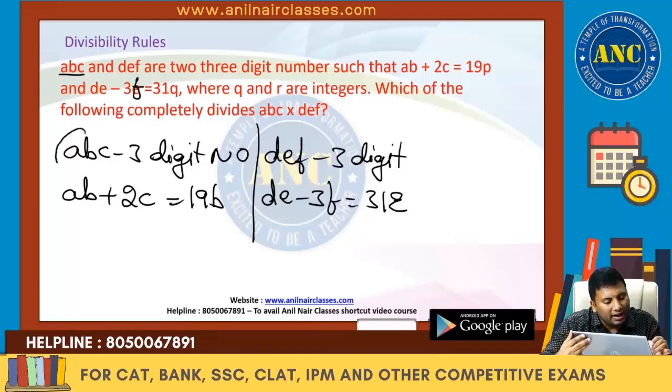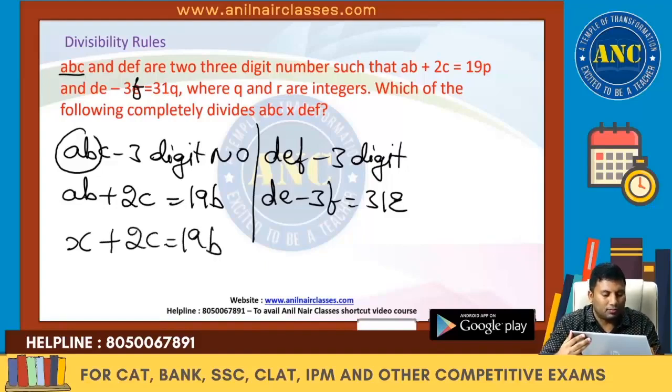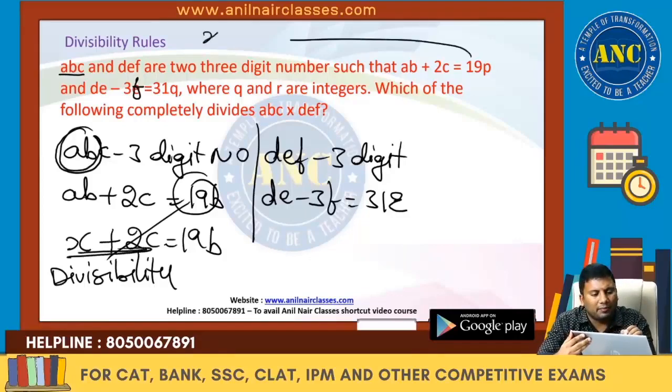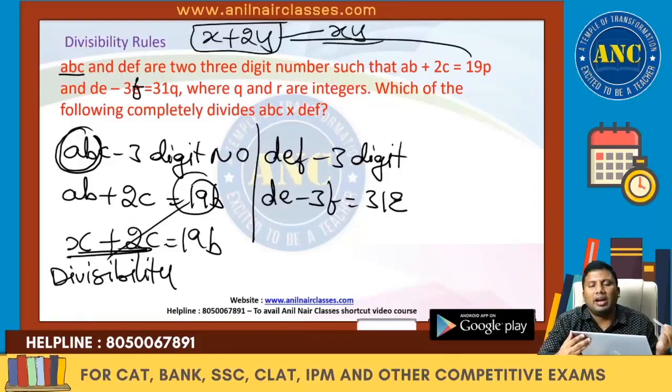Now if I take AB as some number X, X plus 2C is 19B. Can I say that that is nothing but the divisibility rule for 19? Yes or no? Instead of giving AB, he gave ABC. I told you that A is any digit number. If AB is X, X plus 2Y is the divisibility rule for any number of the form XY. So that means ABC is divisible by 19.